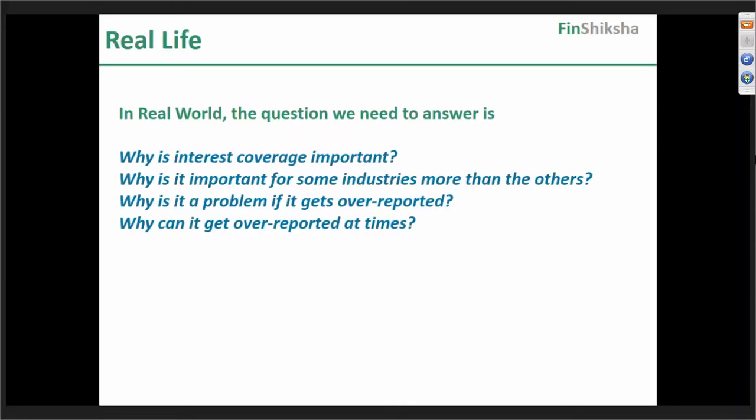Why is interest coverage important? Why is it important for some industries more than the others? Why is it a problem if it gets over-reported? Why can it get over-reported at times? Right? So the definition is pretty simple, EBIT by interest. We will now look at a few examples and try and understand it.